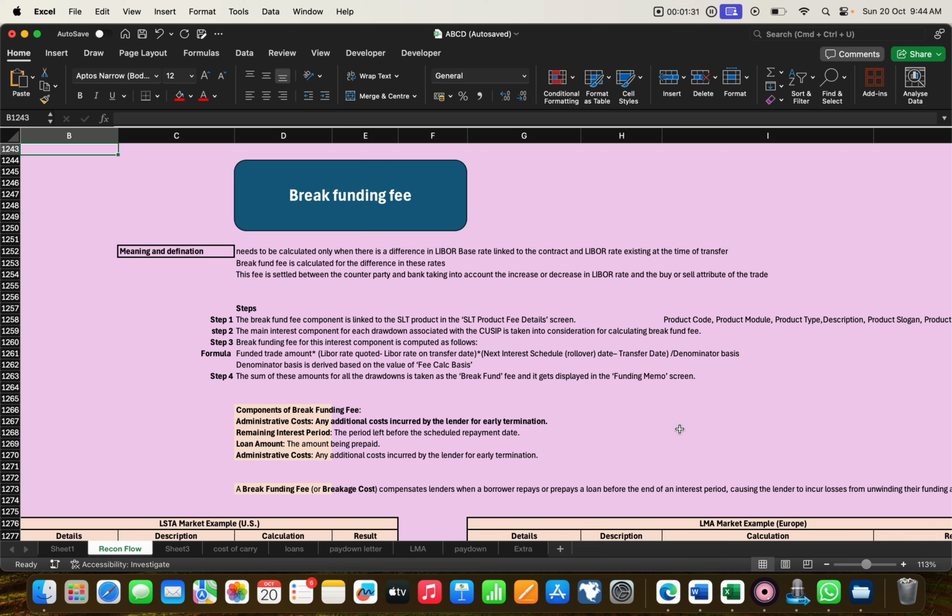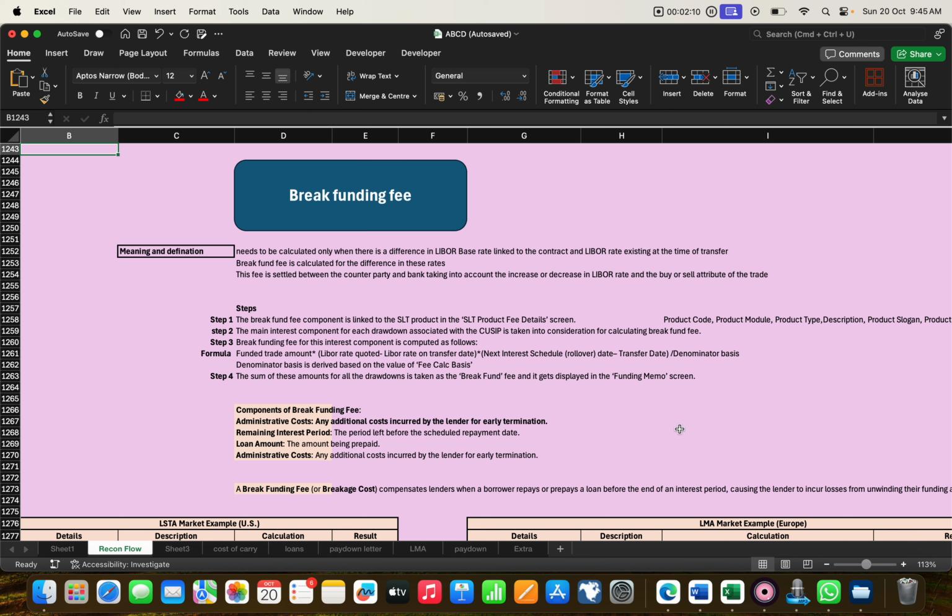So it also gets adjusted in the books of account, in the application, at the client side, the broker side, or the custodian side. How it gets adjusted, we'll discuss in this session. The break fund fee is calculated on the difference in this rate, so if somebody asks you, it is directly linked with the rate. The fee is settled between the counterparty and the bank, taking into account the increase and decrease in the LIBOR rate and the buy and sell attribute of a trade. So the counterparty and bank will be taken into account.